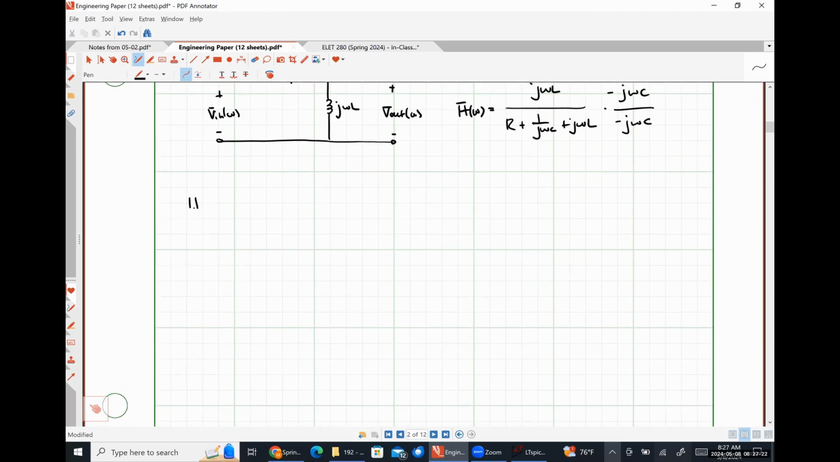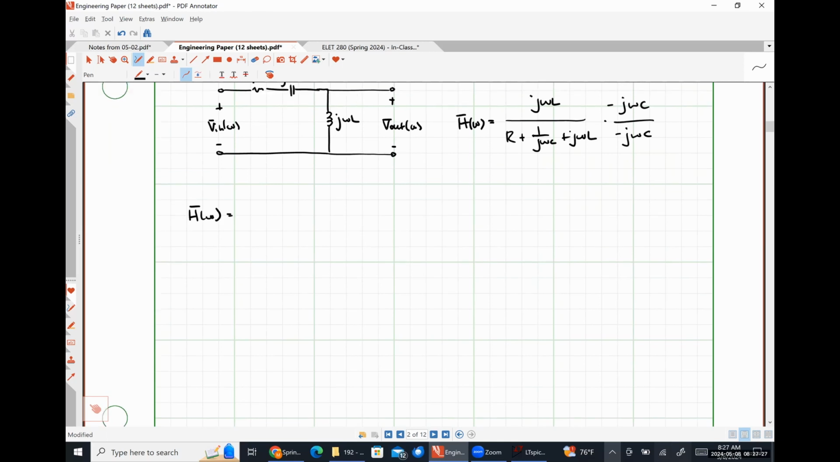So continuing on from here, our numerator is going to look like omega squared LC. And then our denominator, I'm going to have a minus J omega RC as my imaginary part. And then I'm going to have a omega squared LC minus 1 as my real part.